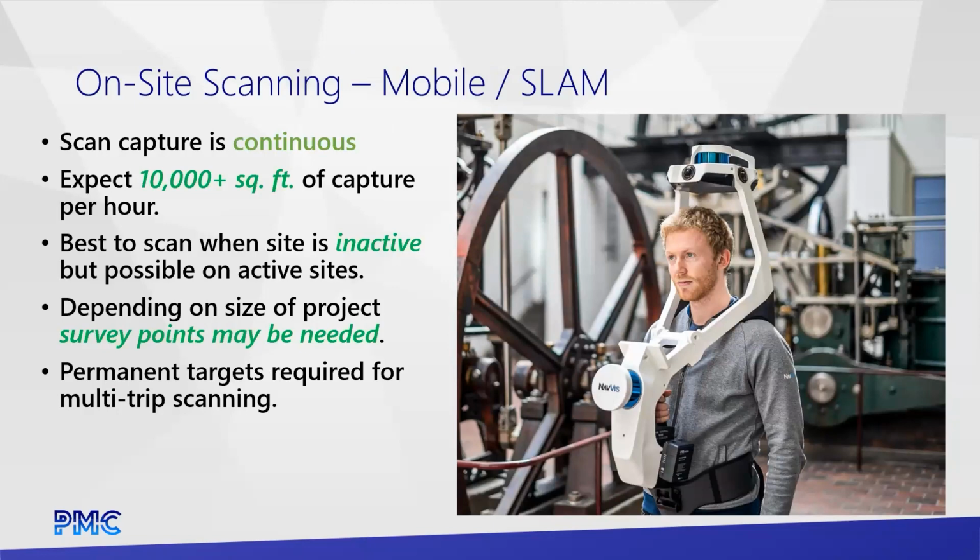So now moving into mobile or SLAM units, as they're called. These are wearable or handheld units. And the difference here is where in the terrestrial or tripod-based, you were locked in to one location and you'd run a scan and then you'd pick up your equipment, move it, and run another scan. Here you're just walking through the space. And the units are using SLAM algorithms to lock in the coordinates of where you are in real time and then create a 3D map of the space.